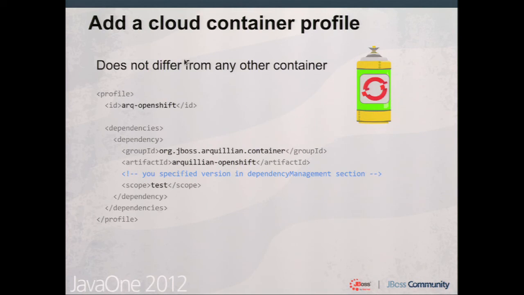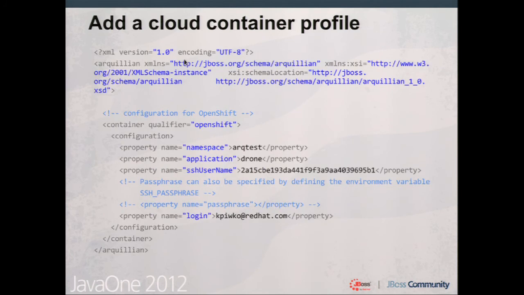Again, I create a new Maven profile where I include a dependency on Arquillian OpenShift container, and that's the actual configuration. So the information on the page is split into things like namespace, the application name, and the SSH username. If you happen to use SSH ID with a passphrase, you can include it directly in your configuration, or you can load it from the environment variable. And obviously there's a login to the OpenShift instance itself.